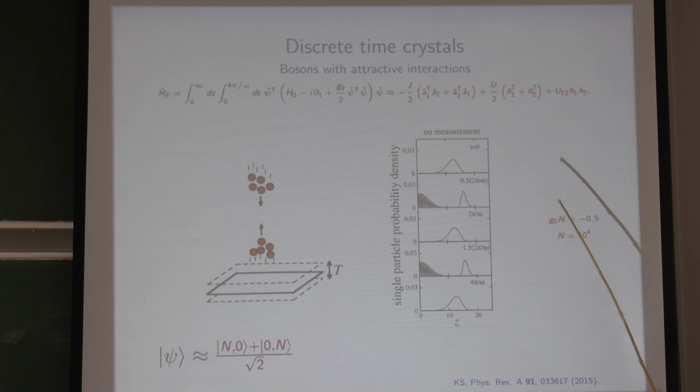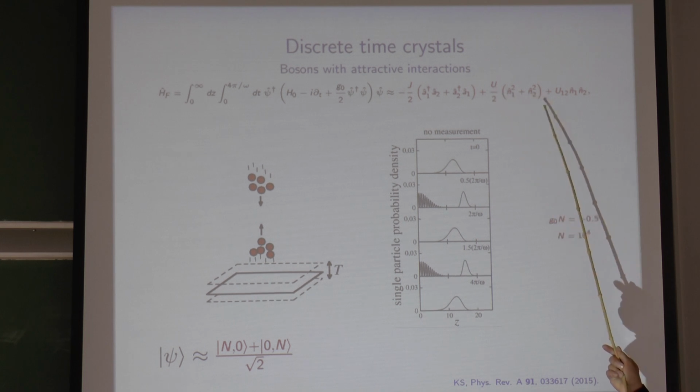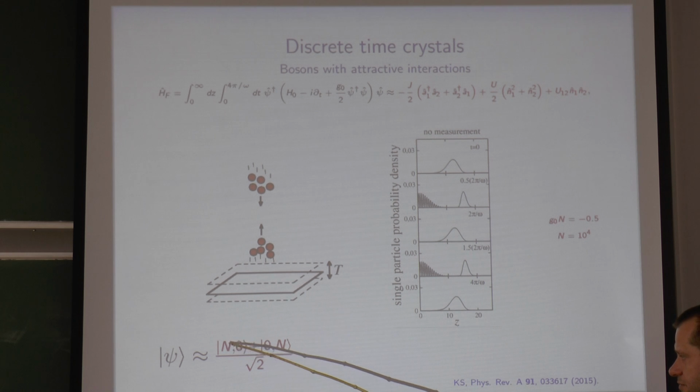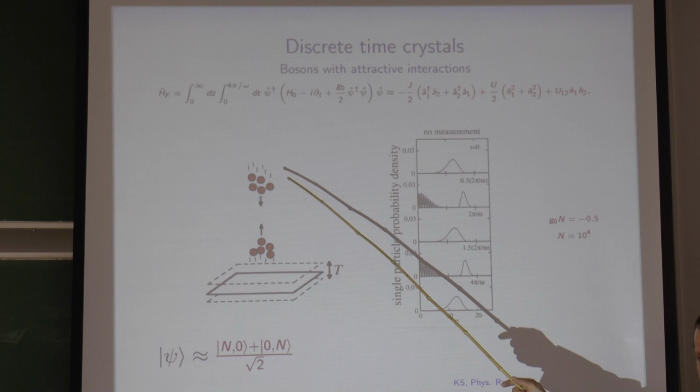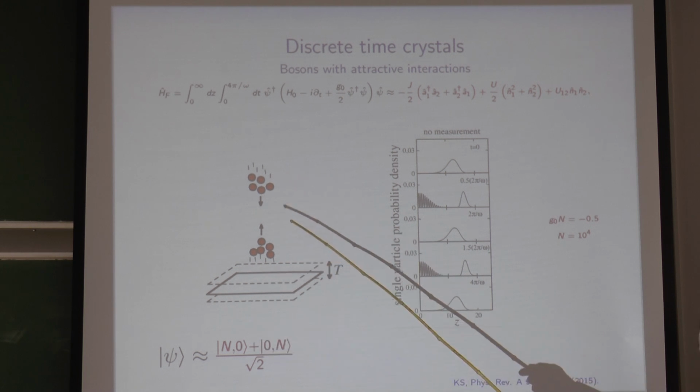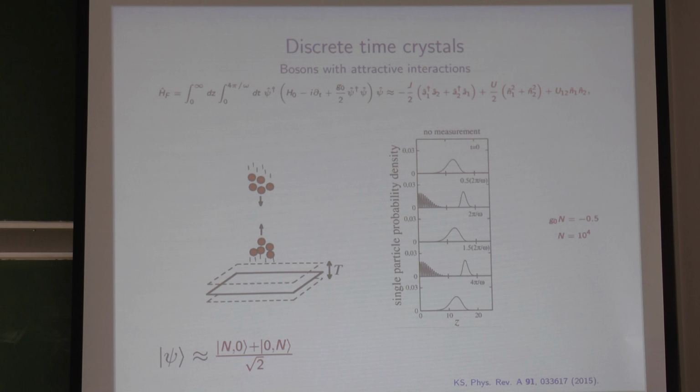Then the many-body eigenstate, the ground state of this Hamiltonian, has a structure of a Schrödinger cat-like state, where we have all particles occupy one of the localized wave packets, plus all particles occupy the other localized wave packet. The evolution of this Floquet many-body state, of course, fulfills the original time translational symmetry.